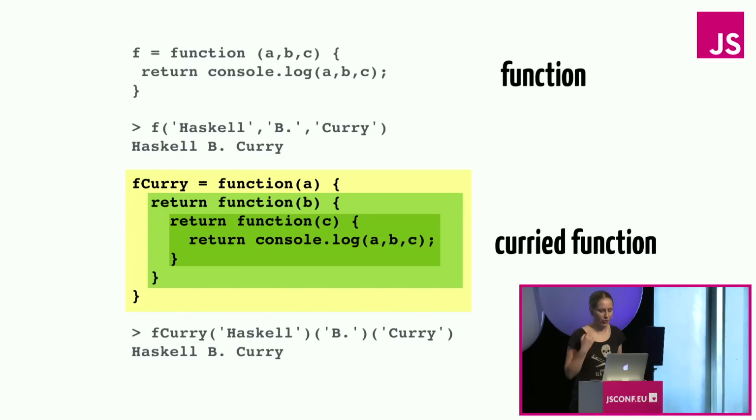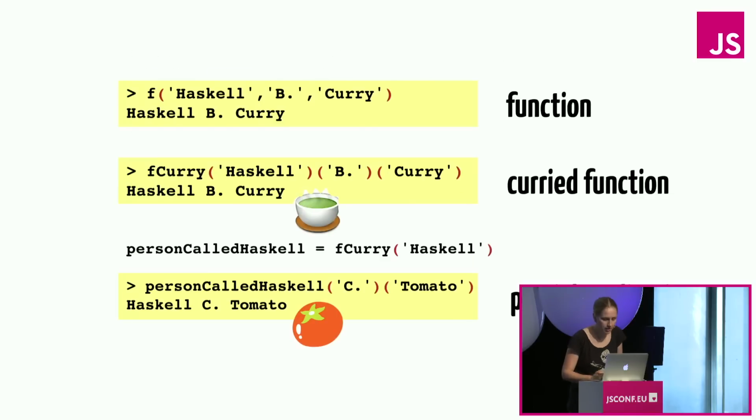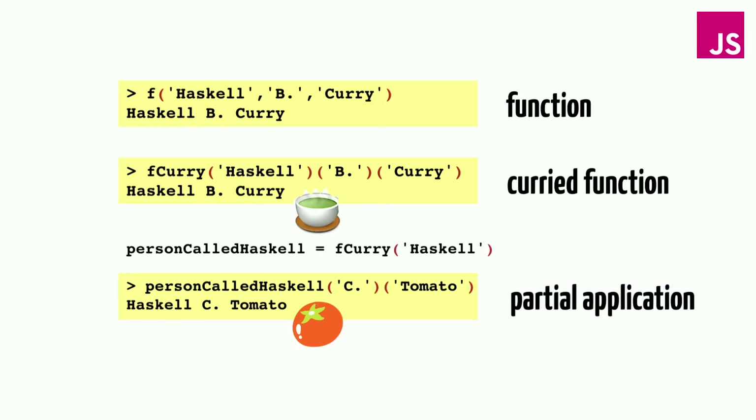The difference is visible in the call of the normal and the curried version. You already see it here, but let's look in detail. So the function would look like this. The curried function would look like this. I can supply the parameters A, B, C one by one. So I can give Haskell B curry. But in the same way, I could also pre-fill my arguments into a function up to a specific depth. So I could just supply the Haskell, and then I would have a function which names everybody Haskell. So I could specialize a more general function, if that makes sense.